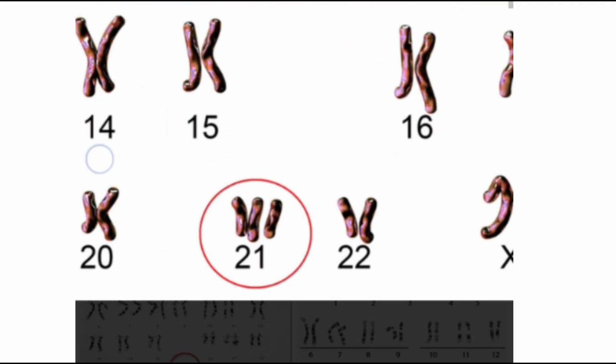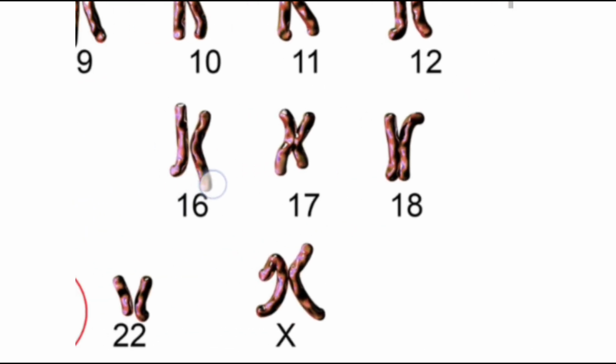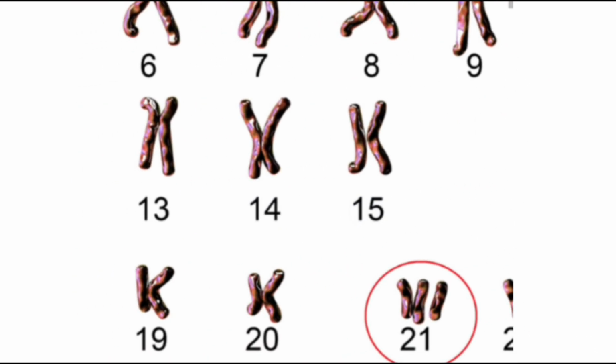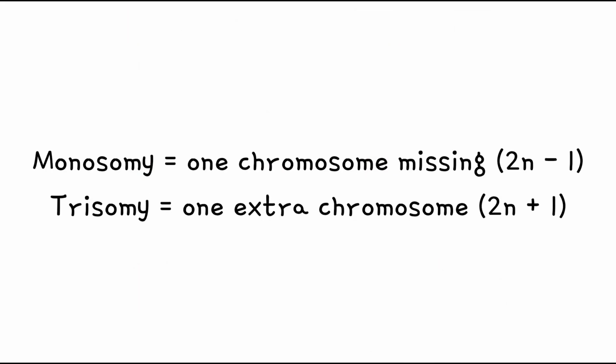Like in Down syndrome, we see trisomy 21, in Turner syndrome, that is XO chromosome, in Klinefelter syndrome, XXY chromosome. So inside aneuploidy, there is monosomy, where one chromosome is missing, that is 2n minus 1, and trisomy, when there is one extra chromosome, that is 2n plus 1.